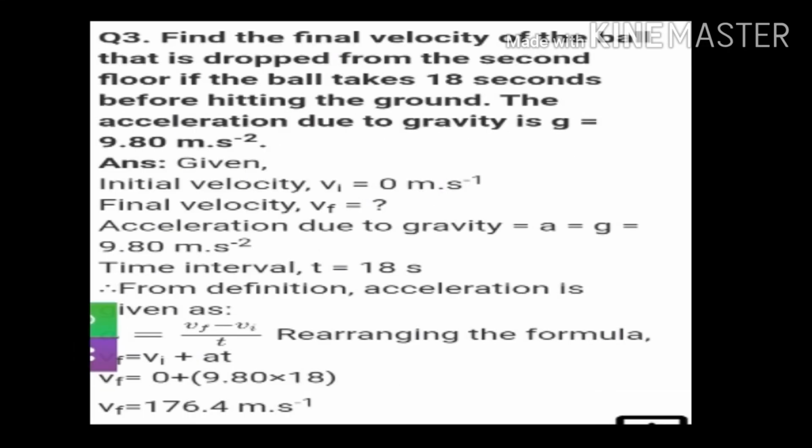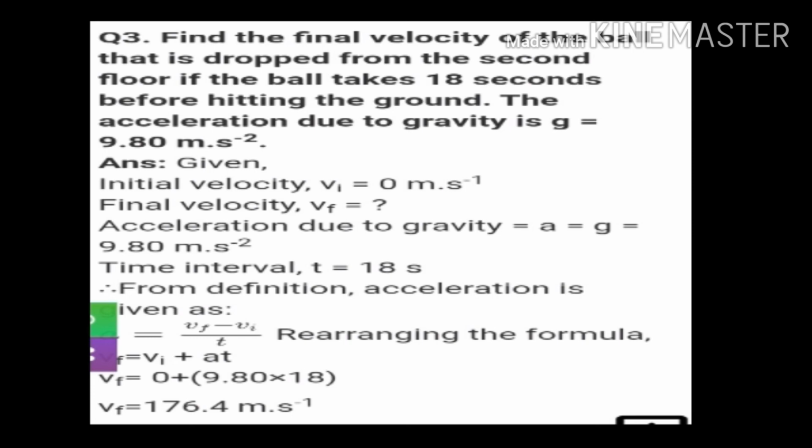Now move to the third one. Find the final velocity of the ball that is dropped from the second floor, if the ball takes 18 seconds before hitting the ground. The acceleration due to gravity, which is g, is equal to 9.80 meter per second squared. So according to the question, we put all the values which are given. Here initial velocity is 0 meter per second, final velocity we have to find, acceleration due to gravity is 9.80 meter per second squared. Time travel is given, t is equal to 18 seconds.